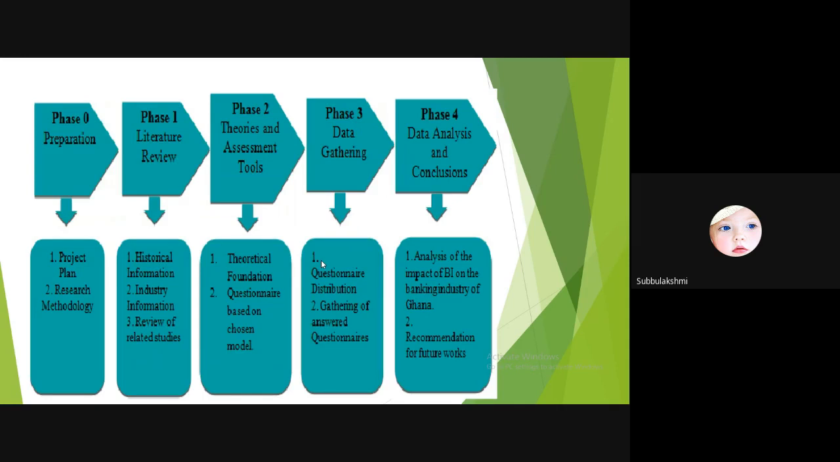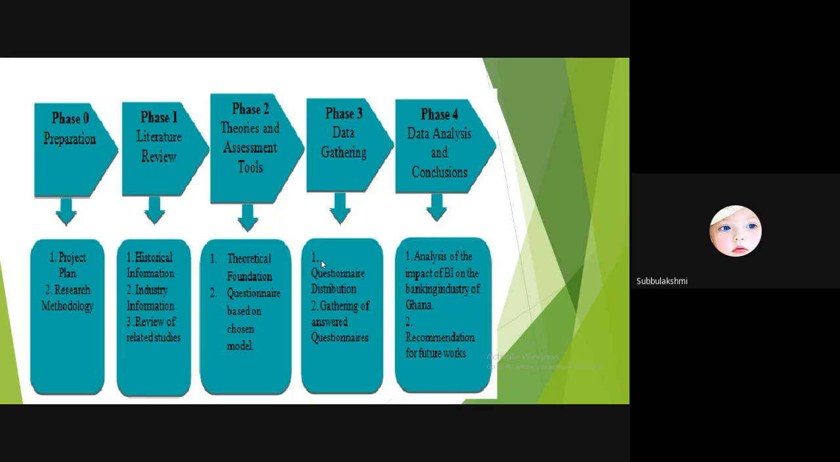Next slide, ma'am. Yes, same slide. So we have four phases here, friends. Number one, the first phase is preparation. So we plan for the project, we get an awareness of the research methodology, right? This is the initial phase which we call phase 0. Phase 1 is the first step that, as I mentioned previously, is the literature review, right? So historical information, industry information, review of related studies. All these put together form the literature review.